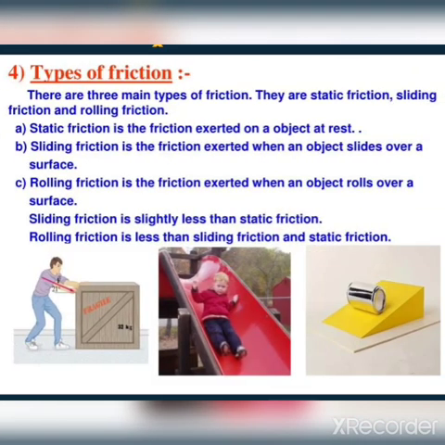Now let's see the types of friction. Mainly there are three types of friction. They are static, sliding and rolling friction. Static friction is the friction exerted on an object at rest. Sliding friction is the friction exerted when an object slides over a surface. Rolling friction is the friction exerted when an object rolls over a surface.